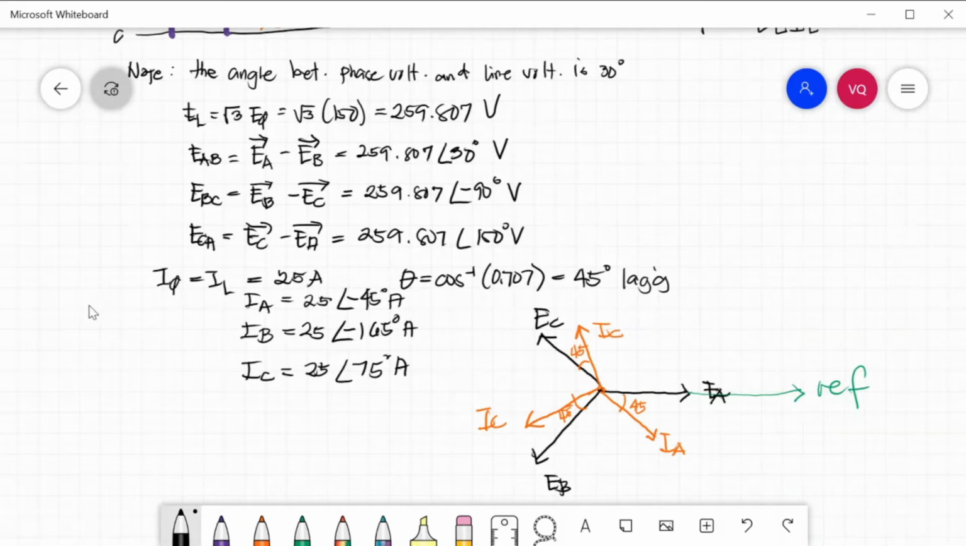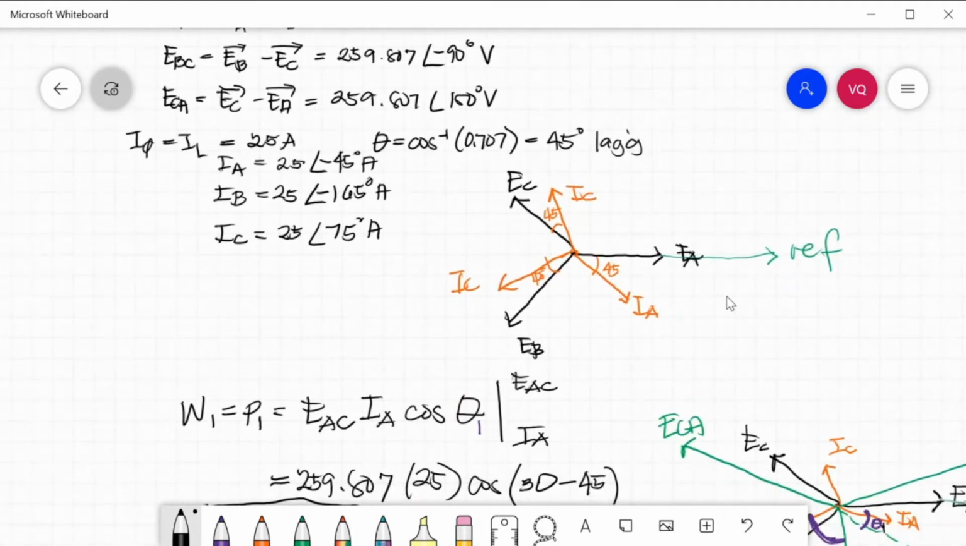For our line and phase current, since this is a Y connected load, the value of phase current and line current is the same, that is 25 amperes. So our theta is arc cosine of 0.707 equal to 45 degrees lagging. Our line currents now will be IA equal to 25 angle negative 45. Next one is IB equal to 25 angle negative 165 degrees. IC is 25 angle 75 degrees ampere. So, where did we get these angles? That is when we draw the vector diagram.